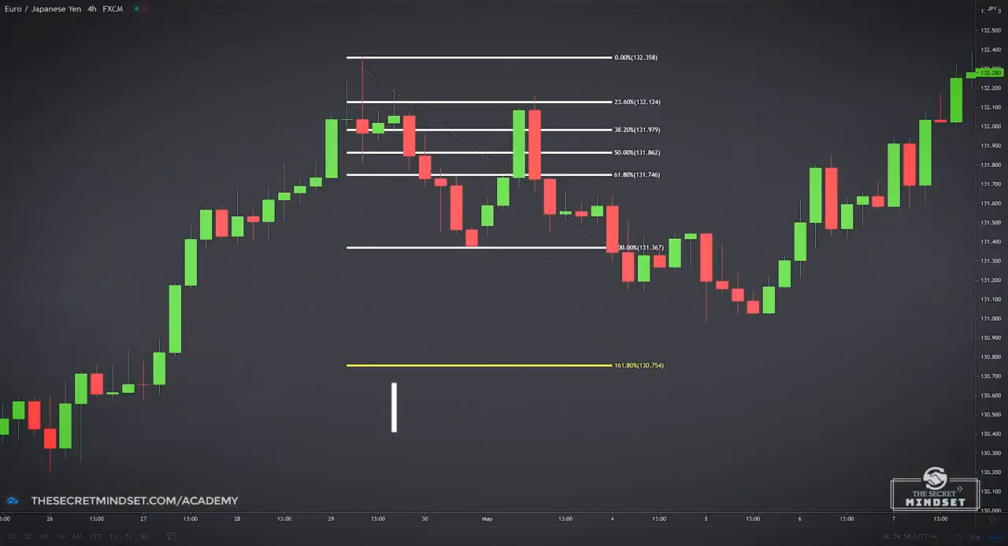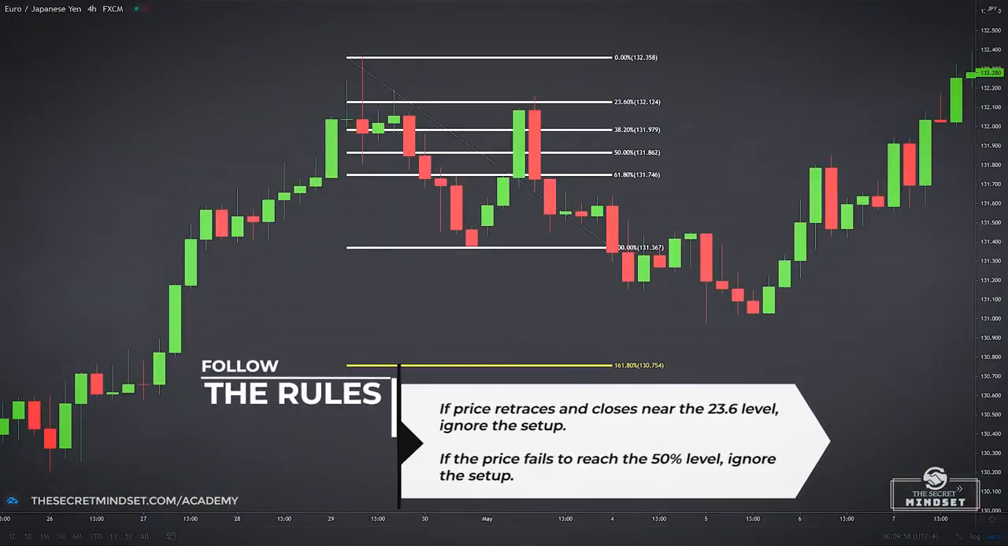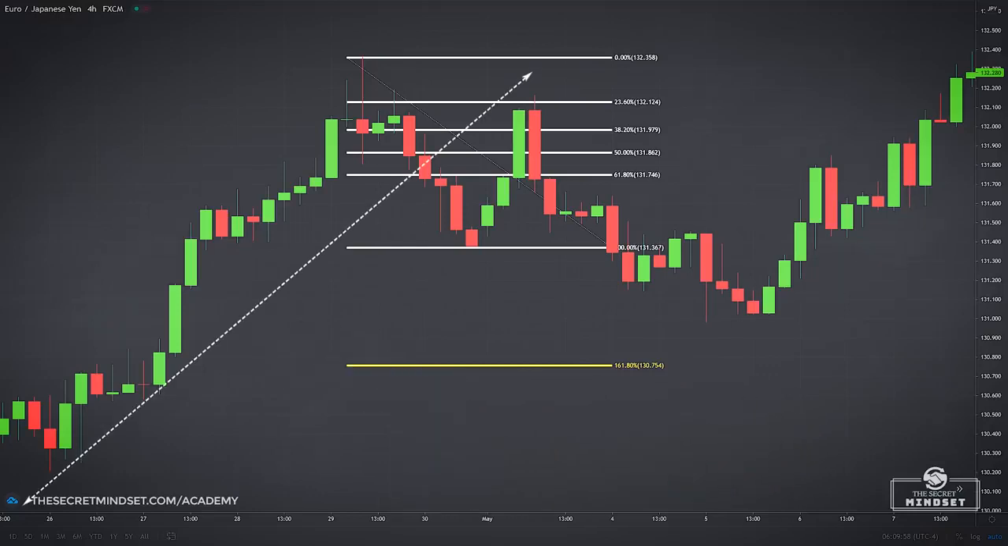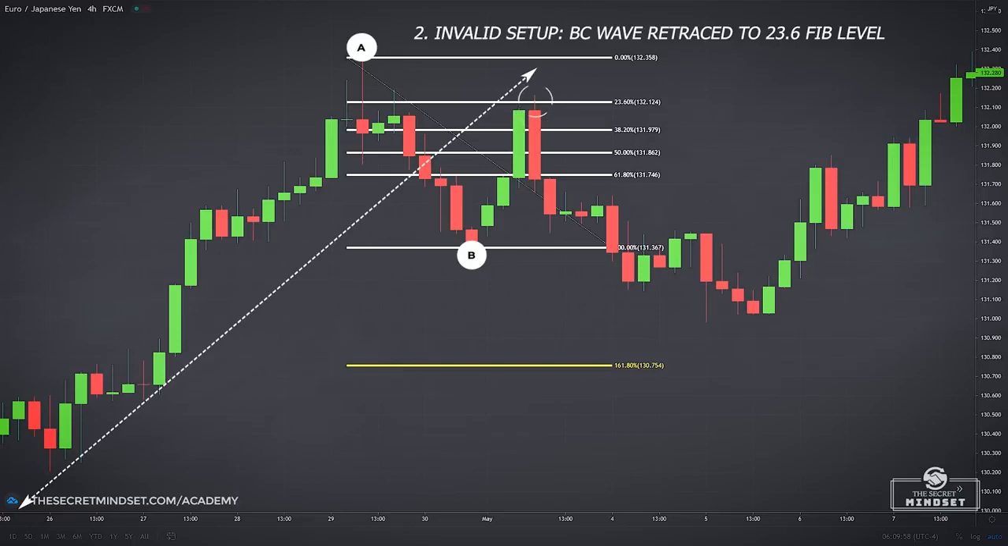Remember the rules we've discussed before. If price retraces all the way to the 23.6 level, ignore the setup. And if price doesn't reach the 50% level, again, look elsewhere. We need those conditions for the highest probability setups. In this example, price retraced and even closed above the 38.2 level, which invalidated the setup.